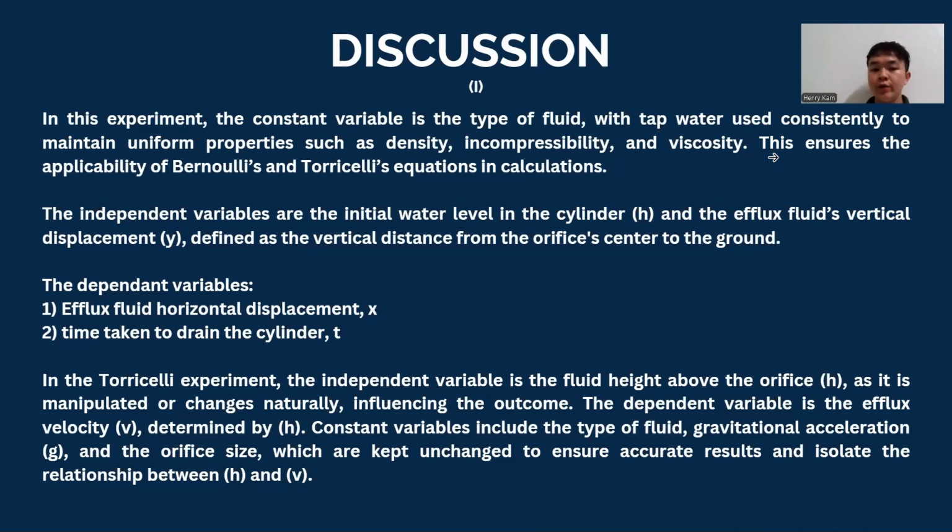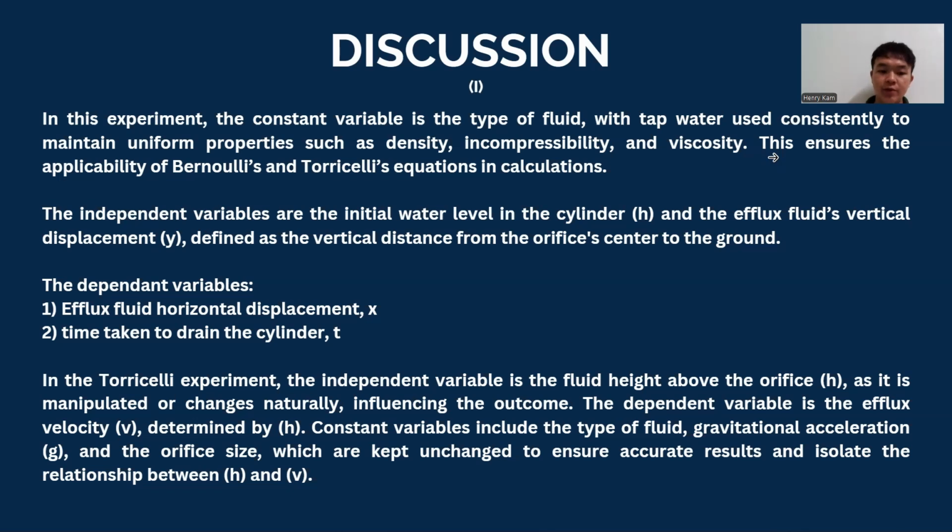The independent variables are the initial water level in the cylinder H and the efflux fluid vertical displacement y, defined as the vertical distance from the orifice center to the ground, while the dependent variables are the efflux fluid horizontal displacement x and the time taken to drain the cylinder T.